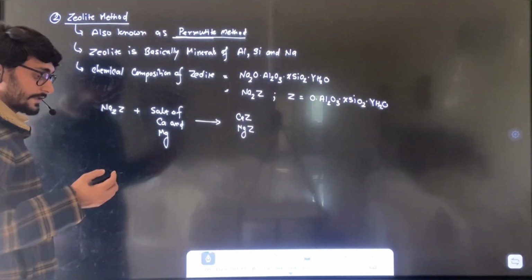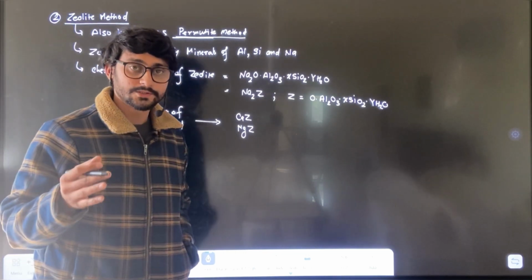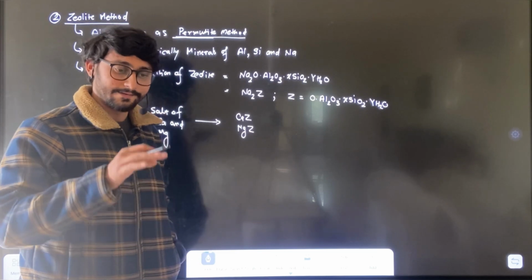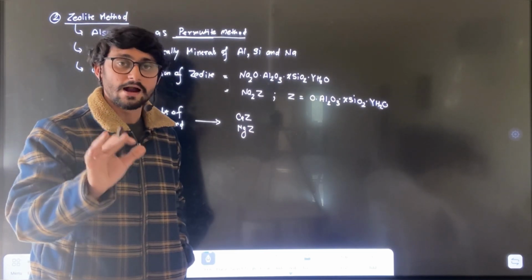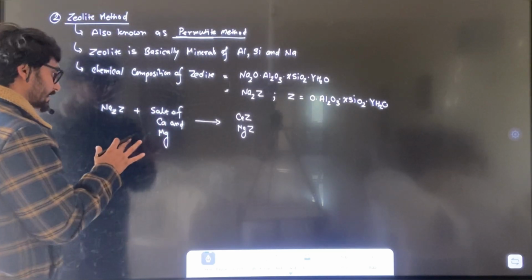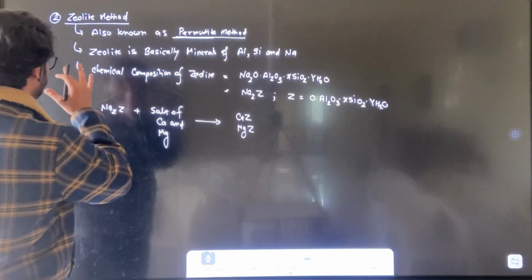It means basically zeolite decomposes the salts which are responsible for the hardness of water, and this way we can remove the permanent hardness of water, right? So this is basically the principle of the zeolite method, right?